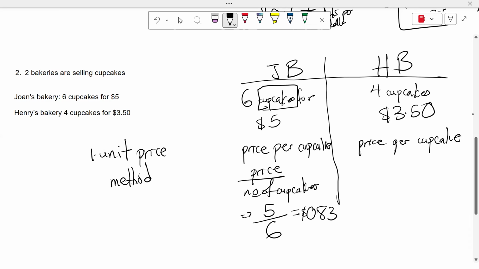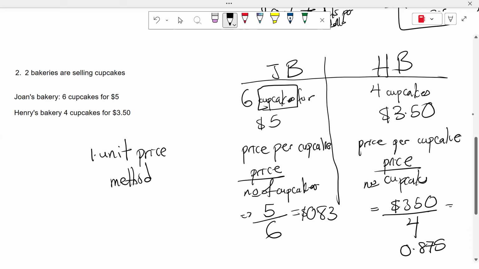Fair enough. And let's go to Henry's Bakery. So we'll have price over number of cupcakes. What's the price? The price is $3.50 divided by 4. That comes to roughly 0.875 dollars per cupcake.